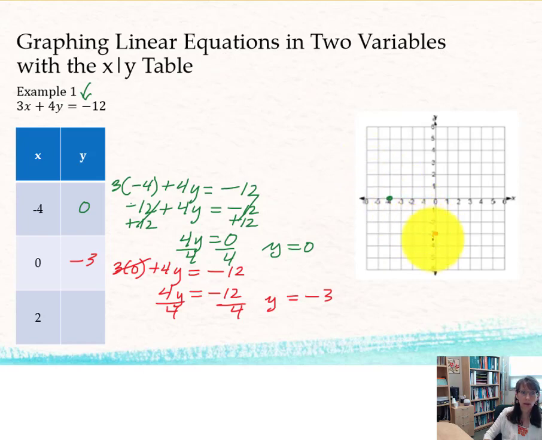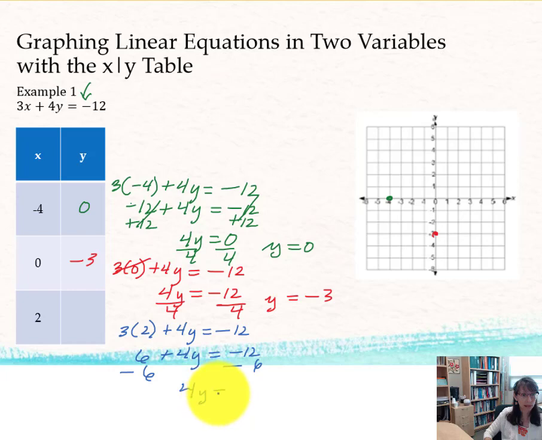I could go ahead and draw the line right now, but typically we want to find at least 3 ordered pairs to make sure they all line up in a row. It's kind of our insurance point. So the next substitution is x value of 2. 3 times 2 plus 4y equals negative 12. So that makes 6 plus 4y equals negative 12. Subtracting 6, I get 4y equals negative 18.